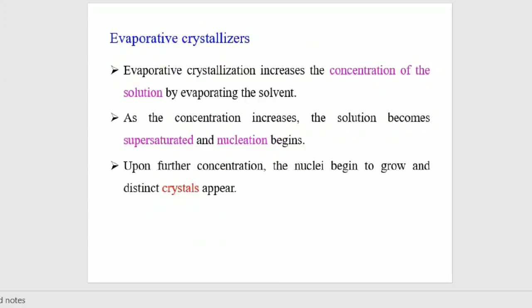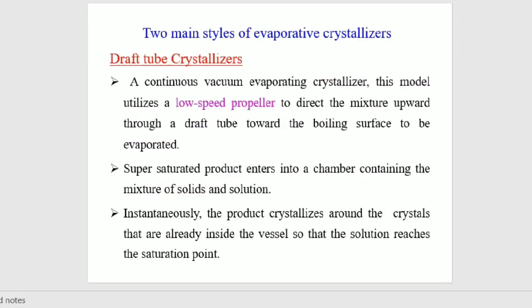Now, evaporative crystallizer. Evaporative crystallization increases the concentration of solution by evaporating the solvent. Now, as the concentration increases, the solution becomes supersaturated and nucleation begins. Once the nucleation stage is attained, the crystals will form and attain a crystalline nature. And there are two main styles of evaporative crystallizers used.